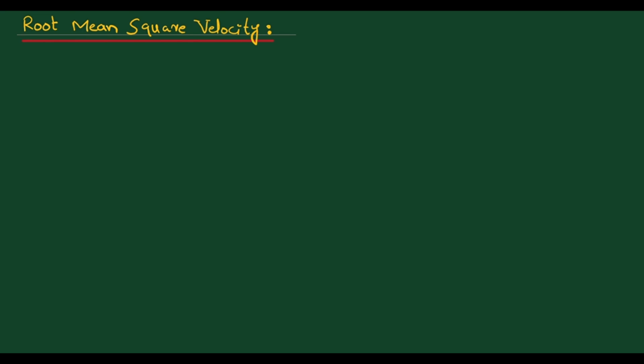Hello everyone. In this video, we will discuss the root mean square velocity of gas molecules, and we will calculate the root mean square velocity for an oxygen molecule in air at standard temperature and pressure. First of all, the average velocity of gas molecules is 0 because of their random motion.